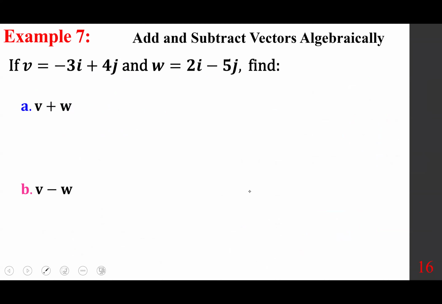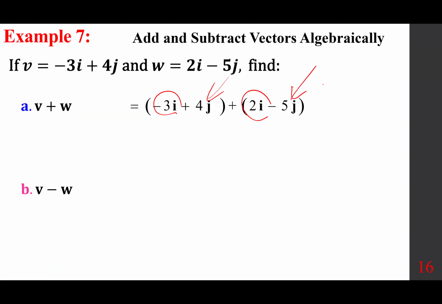Add and subtract vectors algebraically. V and W are given. So what is V plus W? Just add them up. These two add up to negative i. These two add up to negative j, and we're done. That's all there is to it.